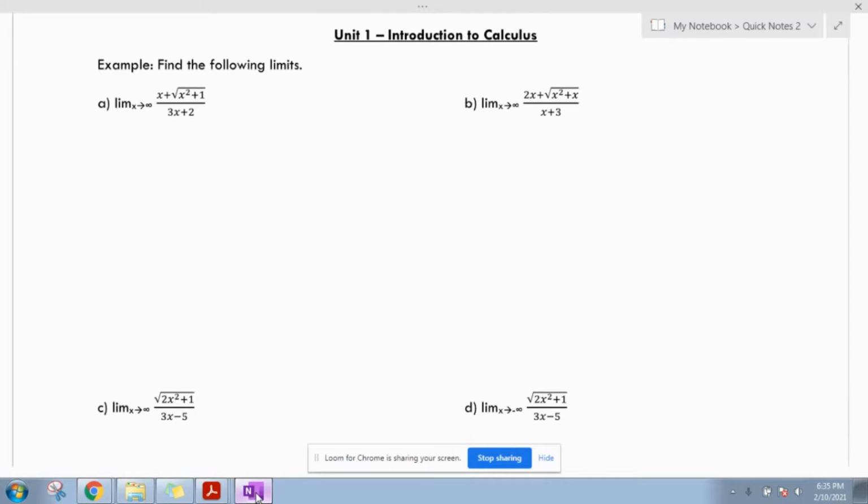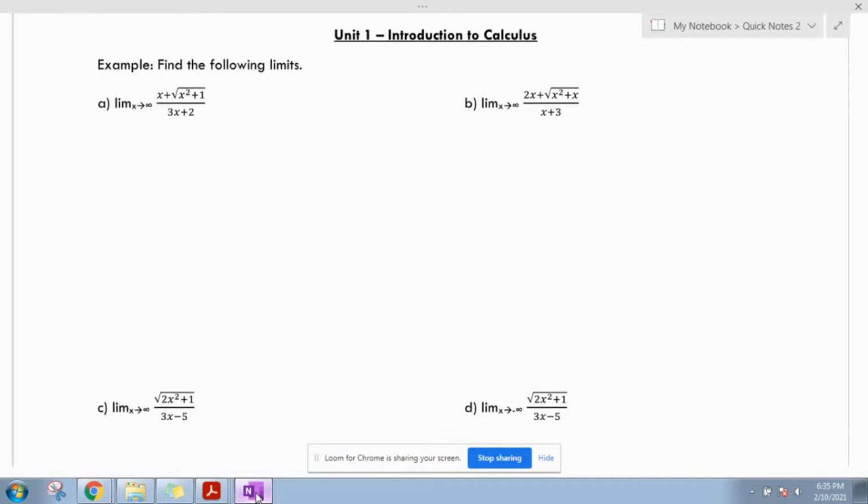Let's take a look at some other examples of evaluating limits as x approaches infinity or negative infinity. In these examples, you're going to see that they include square root x or square roots of some sorts. So let's take a look.